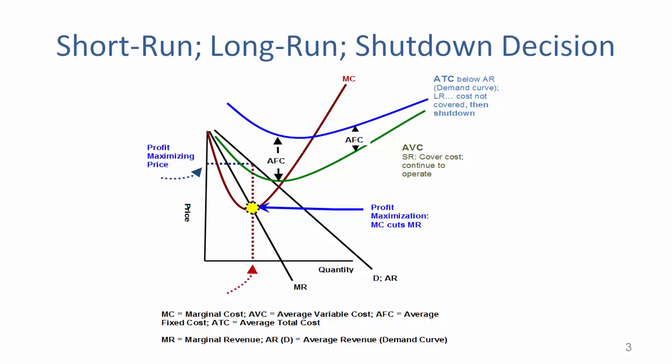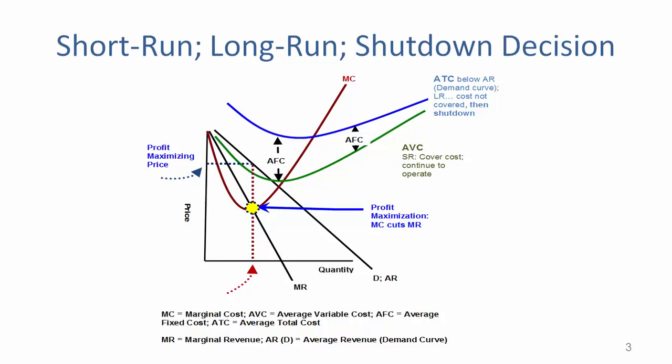The decision to shut down an operation is dependent upon the following. First, if you are covering your average variable cost, regardless of your ability to cover your average total cost, you should remain open, at least in the short run. This is due to the fact that while you might not be covering your average fixed cost, you will have to pay that portion of your cost whether you are operating or not.